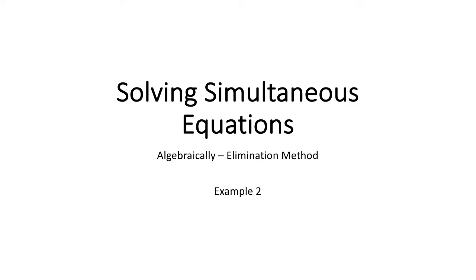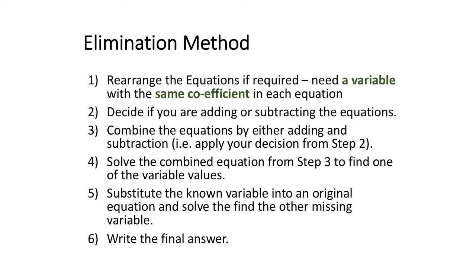In this video, we're going to have a look at how to resolve a set of simultaneous equations algebraically using the elimination method. So the first step in using the elimination method is going to be to rearrange the equations if required. It'll be required if we don't have a variable with the same coefficient in front of it. So one of our variables needs to have the same coefficient. It can either be a positive or a negative number, but it needs to be the same number.